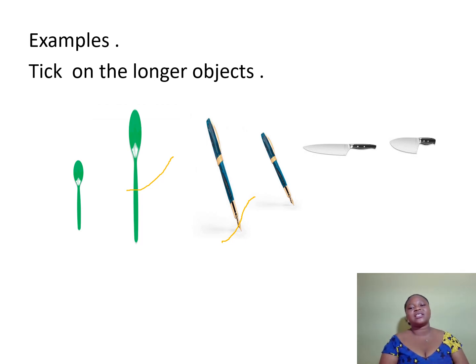The knife, the first knife and then the second knife, which one is longer? Can you tell me now so that you do it? Yes. Good. So it is the first knife, okay? So we take a pointer, then we tick on it. Wow. That's good. So let's go to our next.